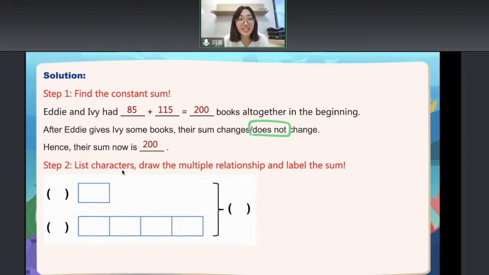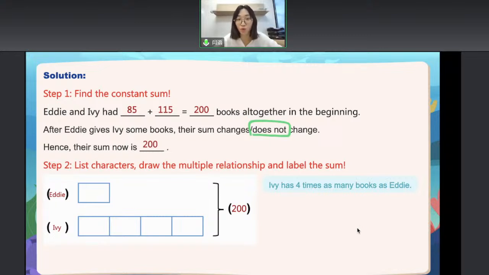Step 2, list the characters, draw the multiple relationship, and label the sum. Who has fewer books? Okay, again, let's read the sentence. Abby has 4 times as many books as Eddie. That is, Eddie is 1 unit, right? Eddie's model should be shorter, and Abby has 4 units. Do you still remember what the sum is? Yes, from step 1, we know the sum is 200. Now everyone, based on the model here, could you please tell me how many units equal 200?